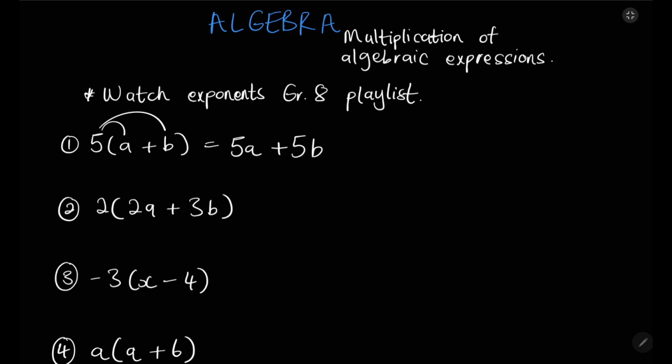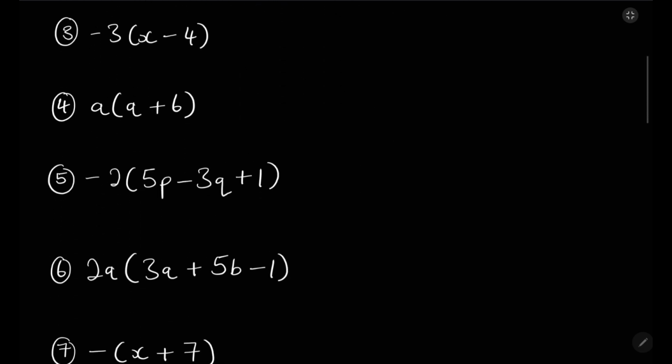Now let's try 2(2a + 3b). To solve this, we'll say 2 times 2a, which is 2 times 2 is 4. We have to write our variable, which is a. Then 2 times 3b, which is 2 times 3, which is 6. We have to write our variable, which is b. That is your answer.